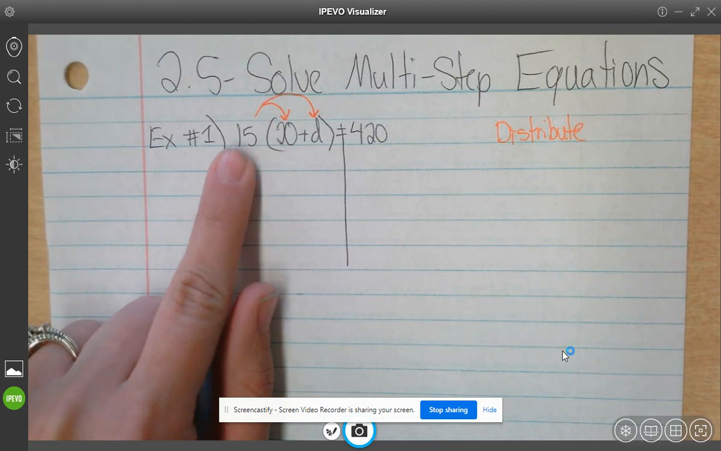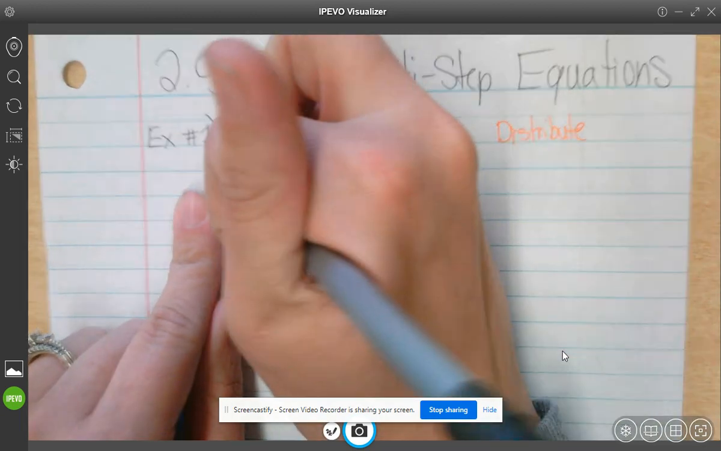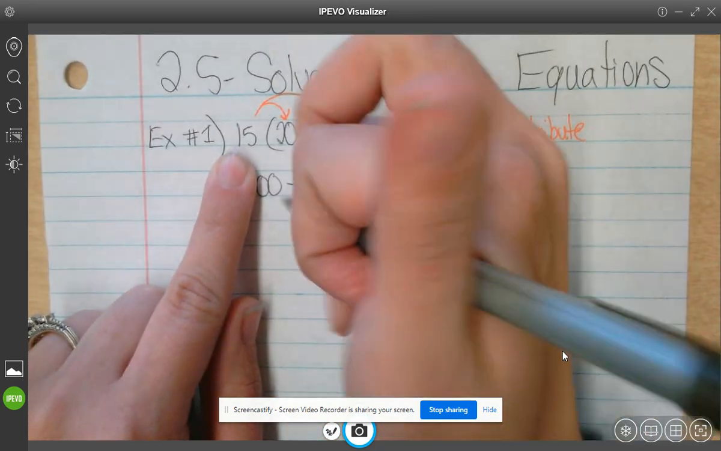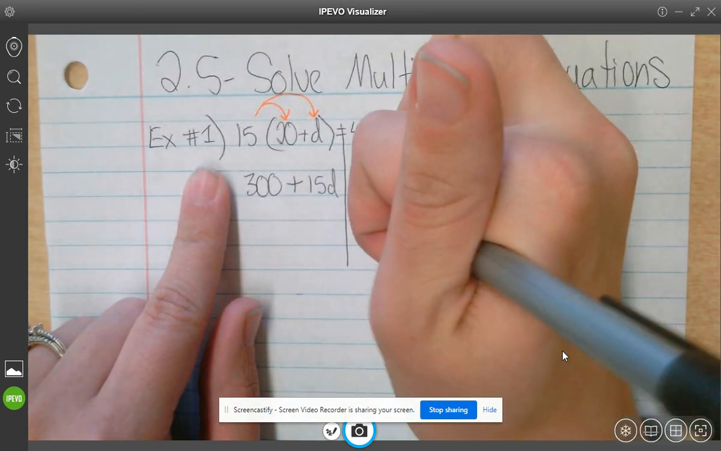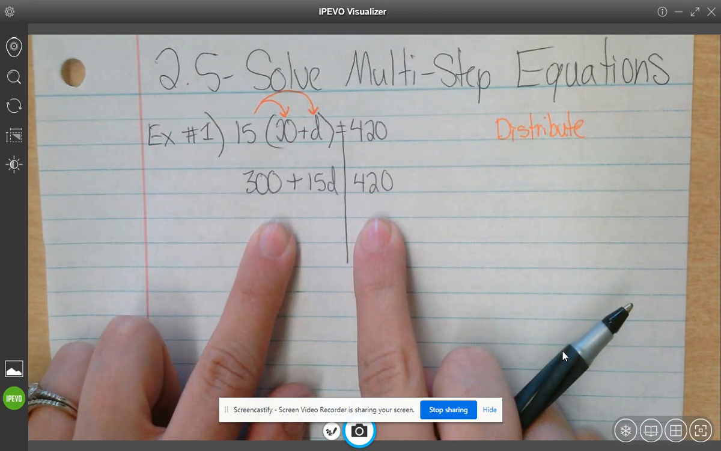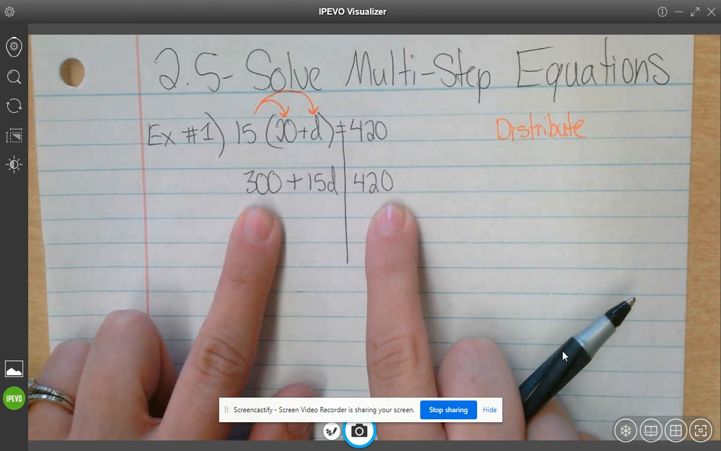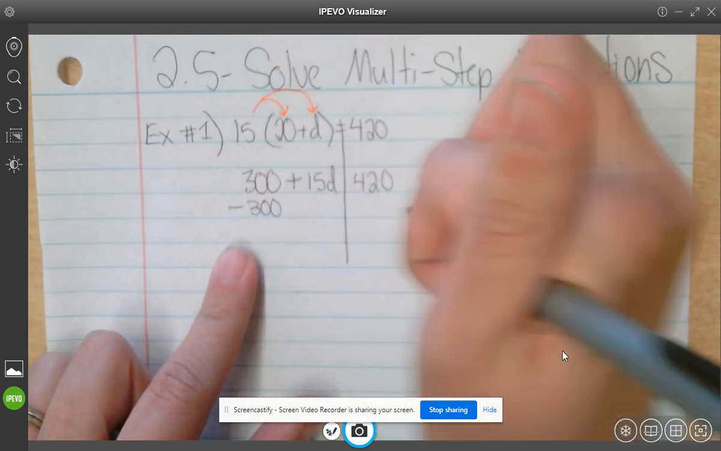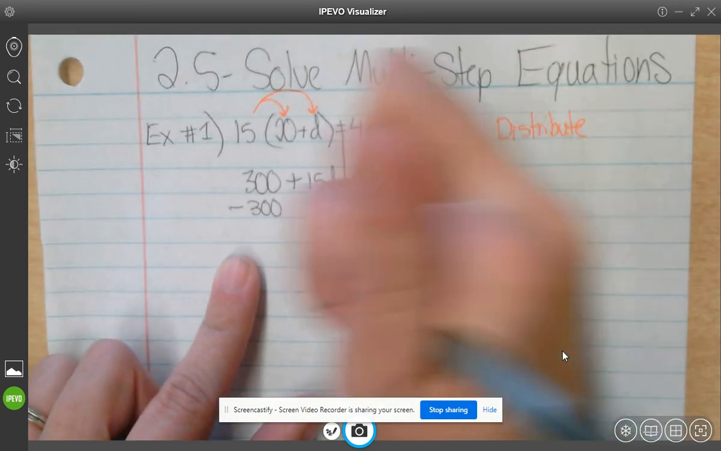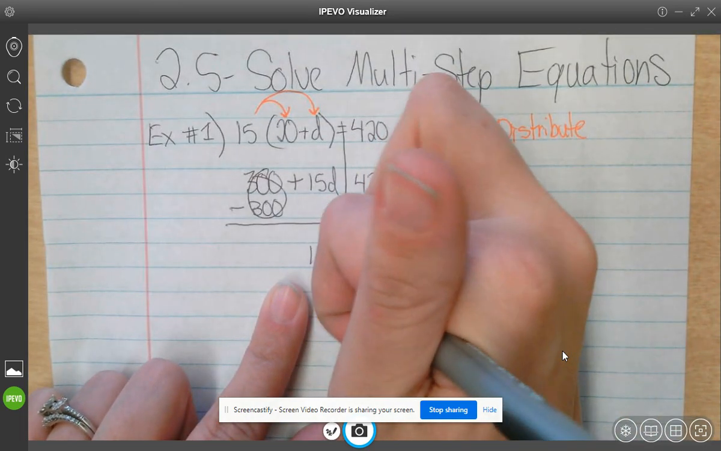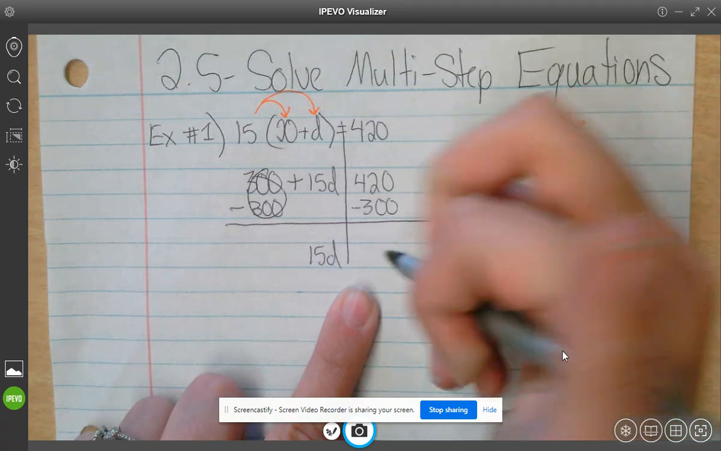Whenever I do that, I take 15 times 20, which is 300, plus 15 times D, which is 15D. Then I'm just going to bring 420 down. From here, this is just a normal two-step equation. My number's on this side, so I need to get my other number on this side. So I'm going to subtract 300 from both sides, reset, so that zeroed out, leaving me with 15D, and that is 120.